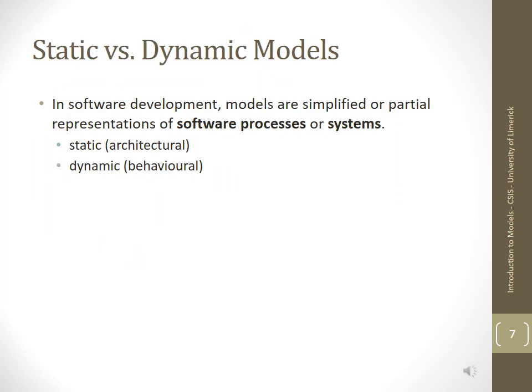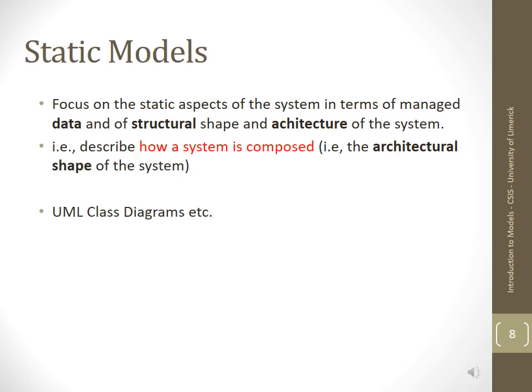We also have static and dynamic models. So you have either the systems that you're modeling or the processes. In the static model, you look at the system itself, the architecture, how, for example, different software components, system components interact with each other. So what is the shape of that system? And that would be, for example, expressed in UML class diagrams.